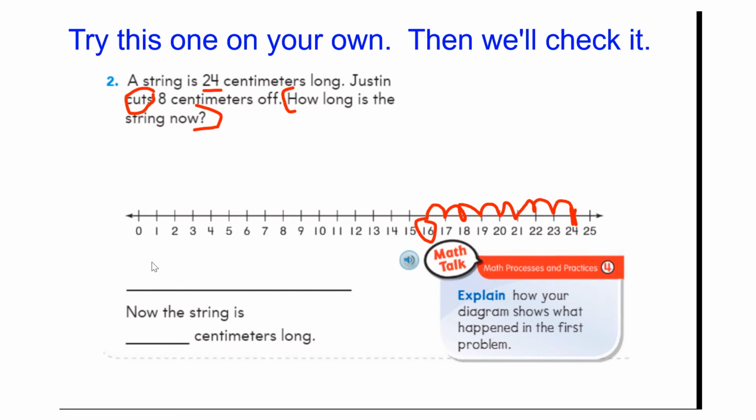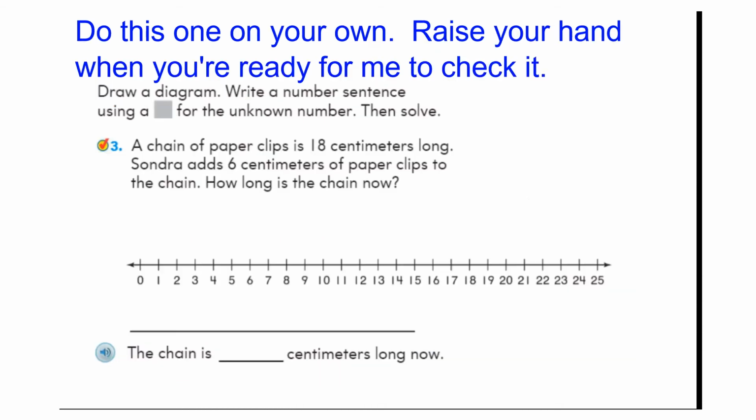Okay, so I'm going to write my number problem using a box for the number that we don't know. So it's 24 minus, and we knew how much we had to take away, 8 equals, and then there's where our box would go. And then here is where our answer can go, 16 centimeters.